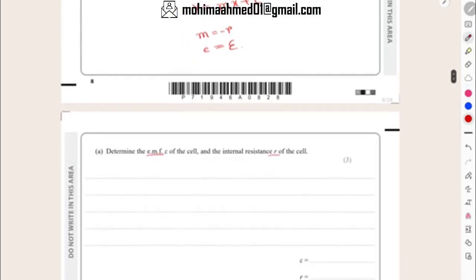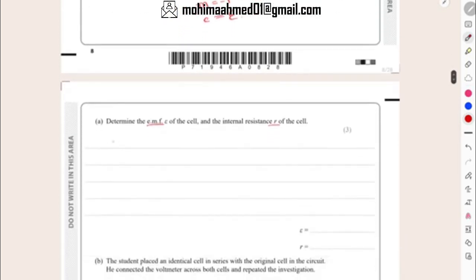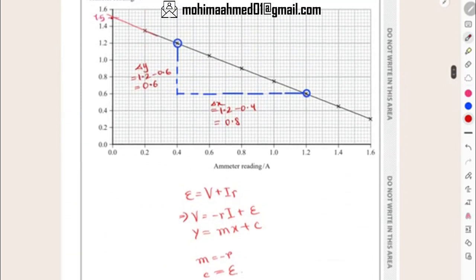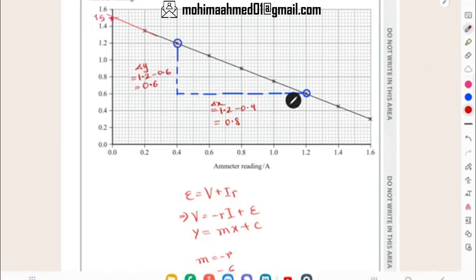So I'll just do the calculation in the given space. For your EMF, find the y-intercept, that was approximately 1.5. You use your graph and obviously mark it on your graph so that you're using your graph to find out those values. I would also suggest doing all these calculations on your graph.